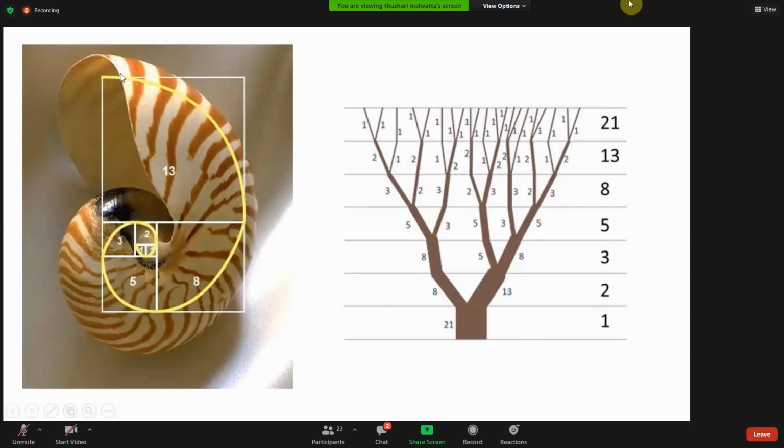This naturally they are composed in this sequence, and how the branches are divided in a tree, how the petals of a flower are composed. They are all in Fibonacci numbers. That sequence comes from adding the previous two numbers in the sequence.